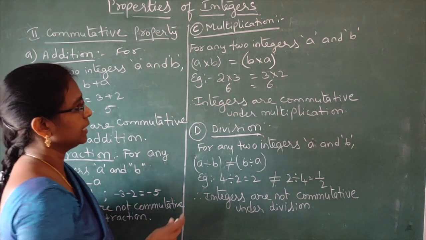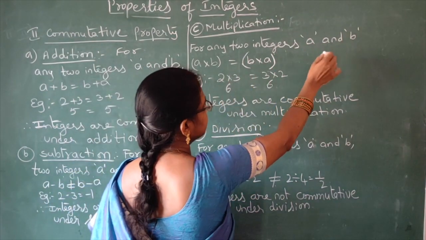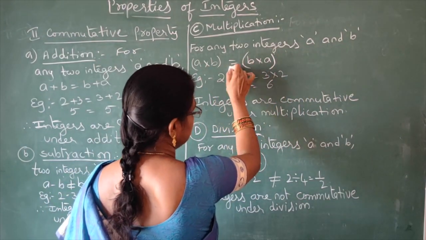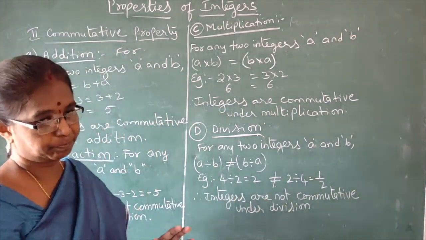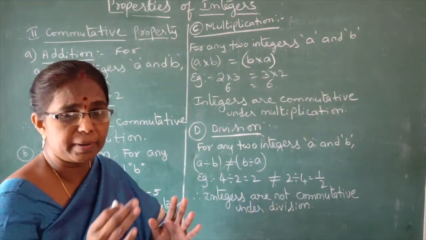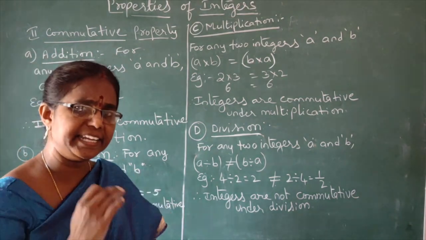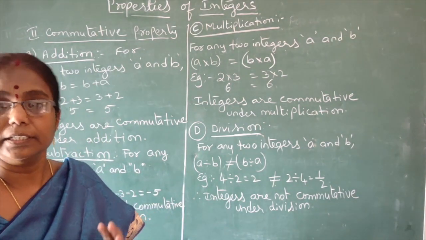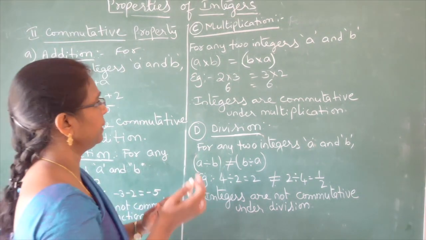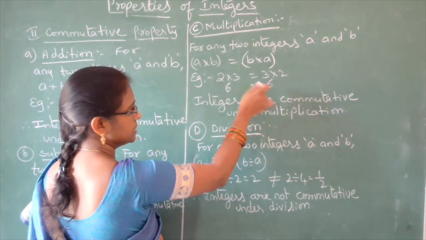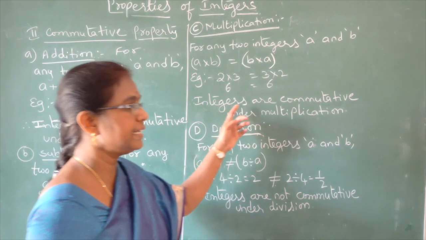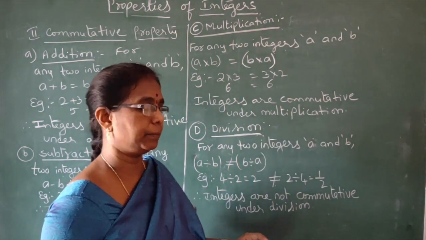Next, for multiplication. For any two integers a and b, a into b is equal to b into a. Means here also we changed the order. Then if you multiply any two integers in any order, their product will be equal. Example, 2 3s are 6, 3 2s are 6. Then we can say integers are commutative under multiplication.